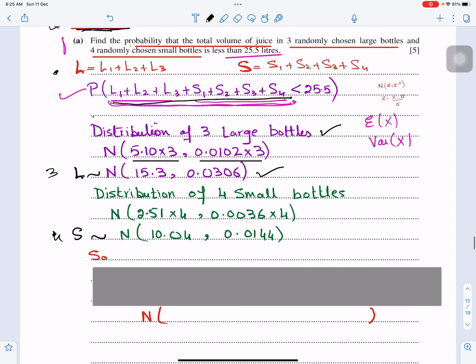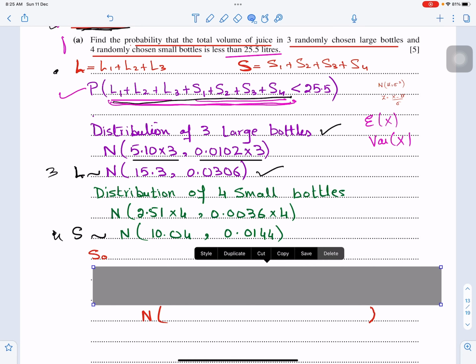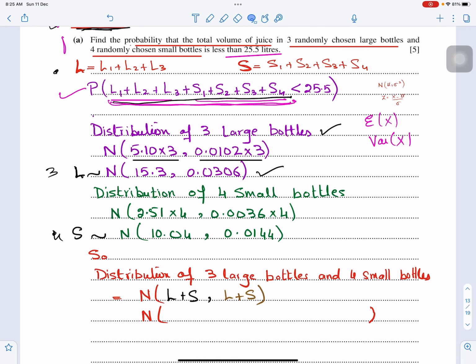So the distribution of 3 large bottles and 4 small bottles, I'm representing it by L and S. So we will add up here. What was the distribution of large and small bottle? It is here, 15.3, plus it is here, 10.04. These are the means. So let's add it up. What will it become? 25.34. You can check in the calculator yourself also, if I make a mistake, right?